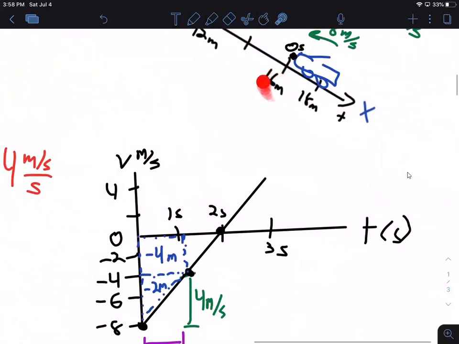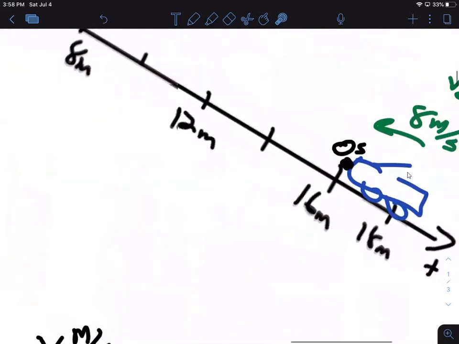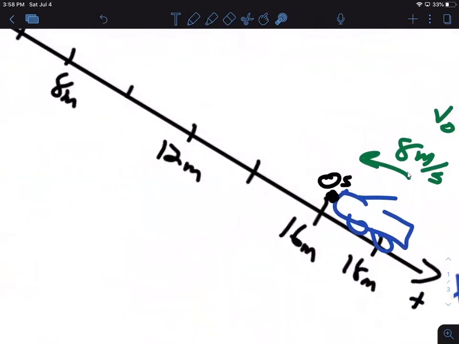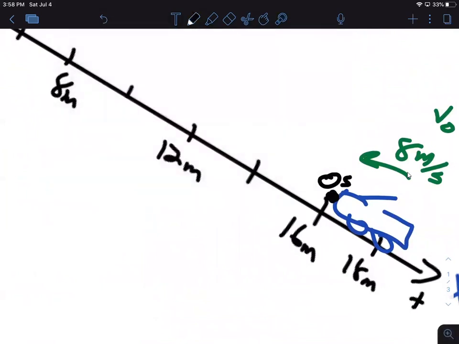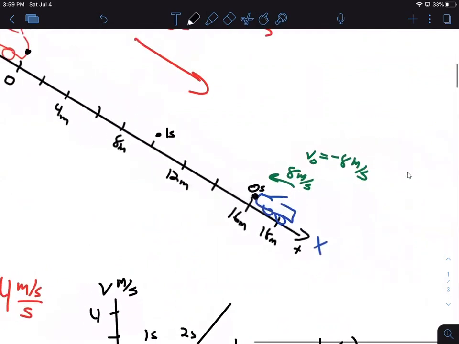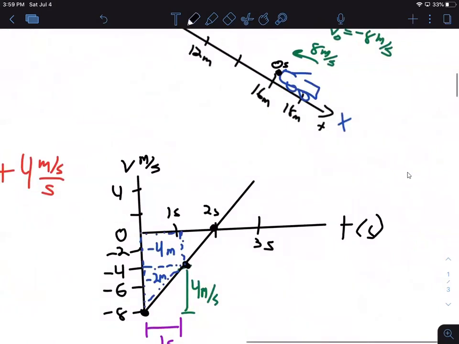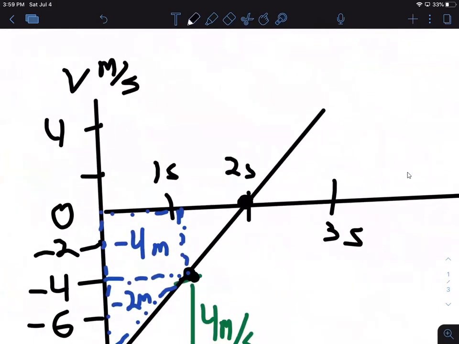So if I was at 16 meters, changed by -6, I've moved 6 in the negative direction. After 1 second, I should be at 10 meters. So here I am at 1 second. All right, and we can keep going.